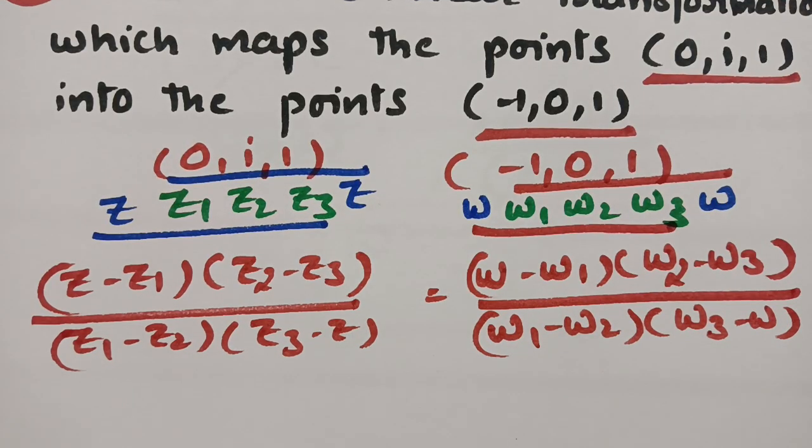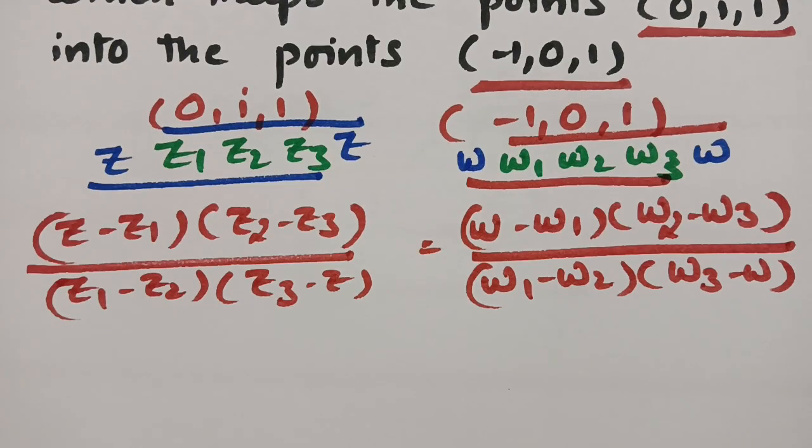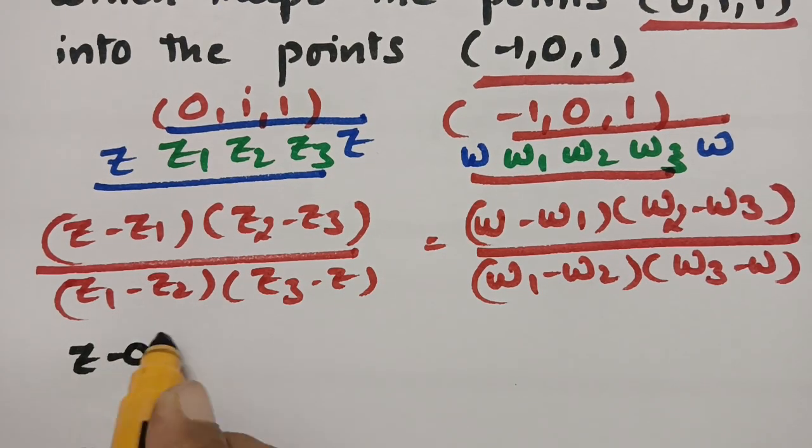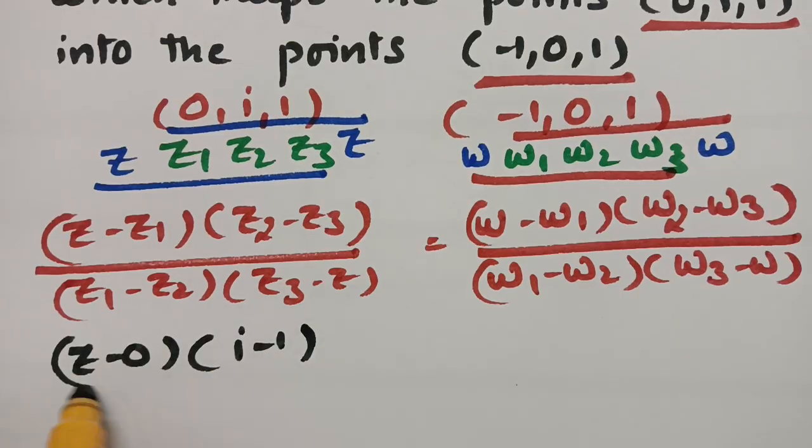And now if I substitute all the values here, this will be z minus 0. So this is z minus 0, and this is i minus 1.